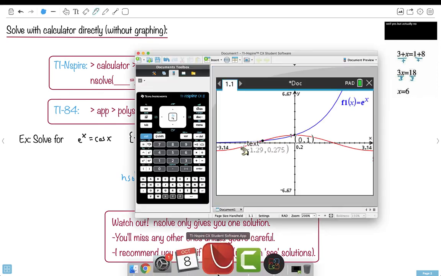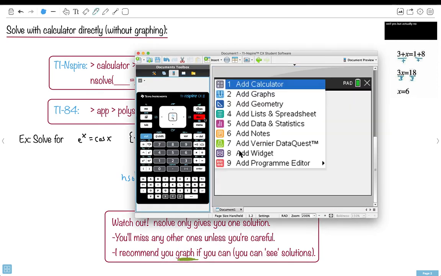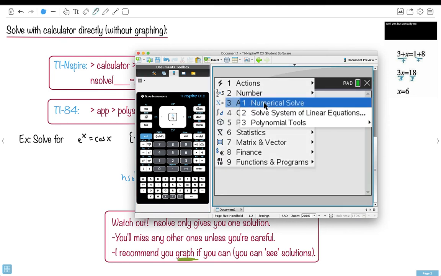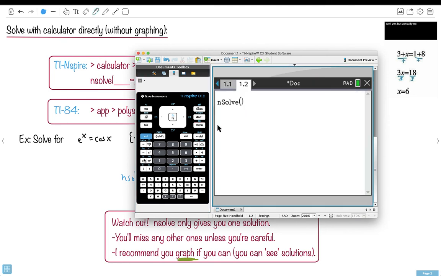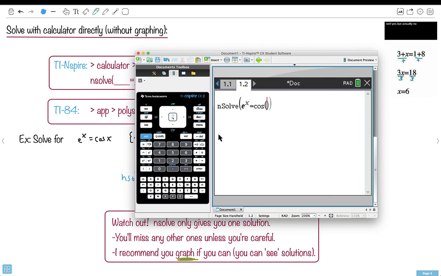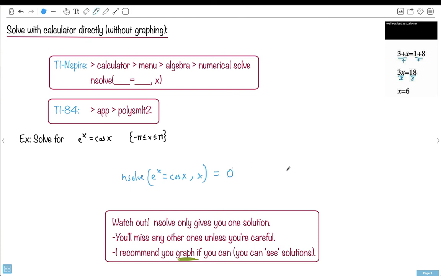So let me just show you how I could have done the same question. I'll use a calculator here. Press menu, I go to algebra and say numerical solve. So there we go. I'm going to put in e to the x equals cosine of x. And don't forget you have to do comma x. You have to tell it to solve for x. Now it gives me x equals 0, which isn't wrong. It's correct. So I have 0. Therefore, I would think that x equals 0 only.